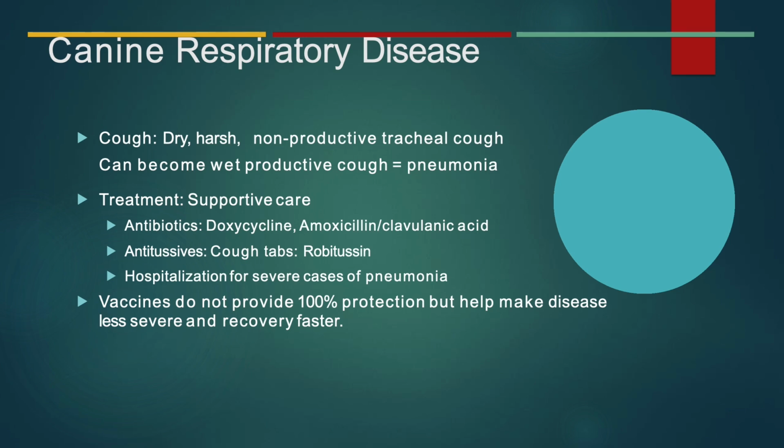Okay. Supportive care, antibiotics, cough meds, and then if they are getting more sick, sometimes they have to be hospitalized. And there are times that the pneumonia is severe enough they have to be on oxygen, 24-hour care. Okay. And then yes, vaccines not 100%, but it can make it less severe, give them a chance and keep them out of the hospital.